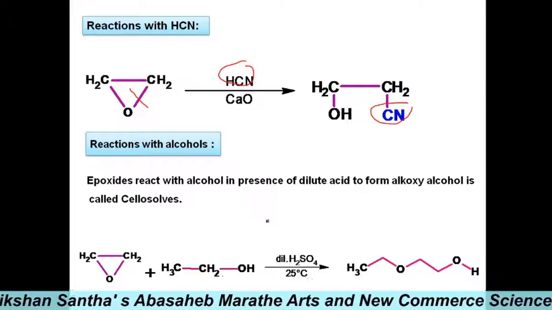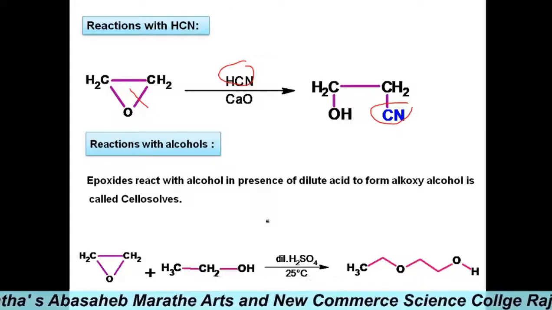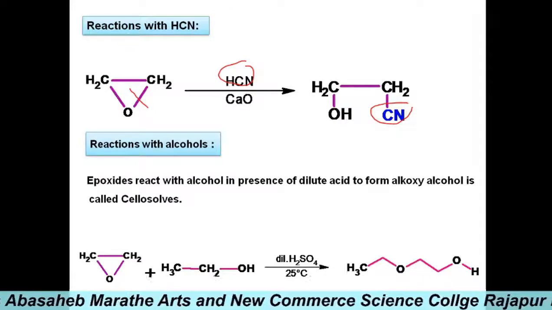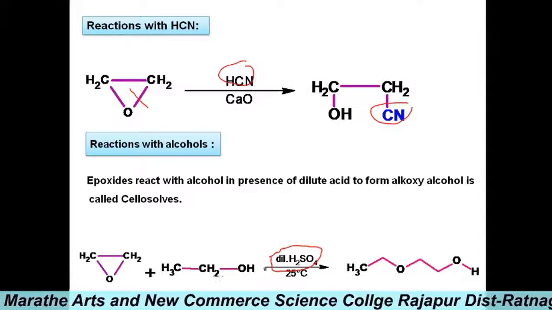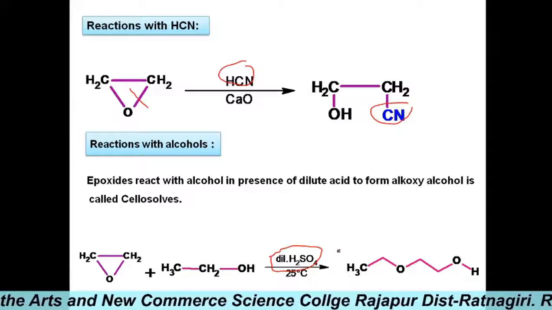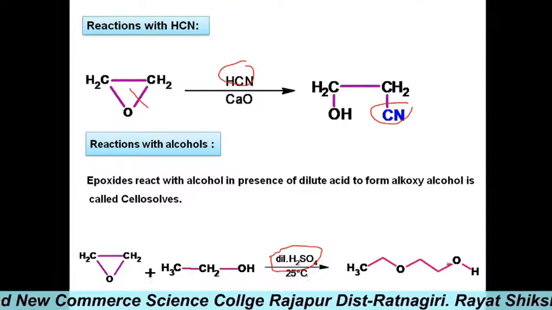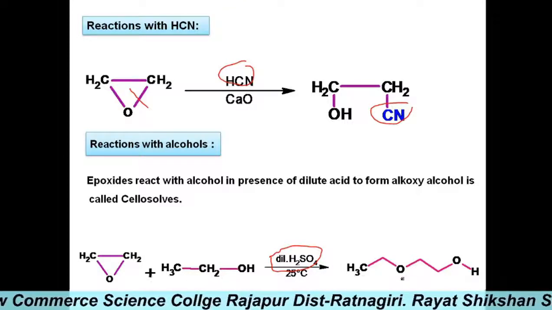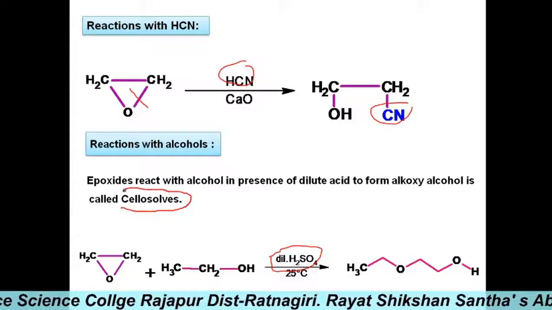Next, reactions with alcohols. If an epoxide reacts with an alcohol in the presence of a dilute acid like H2SO4, it forms an alkoxy alcohol, and this is called cellosolve.